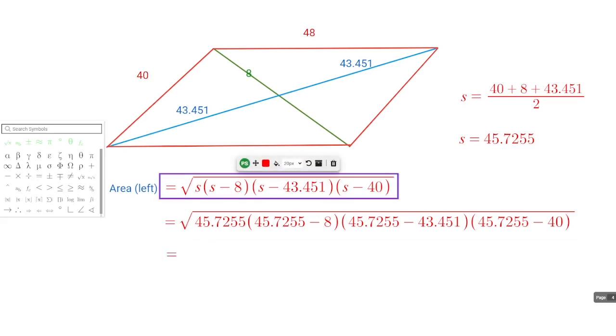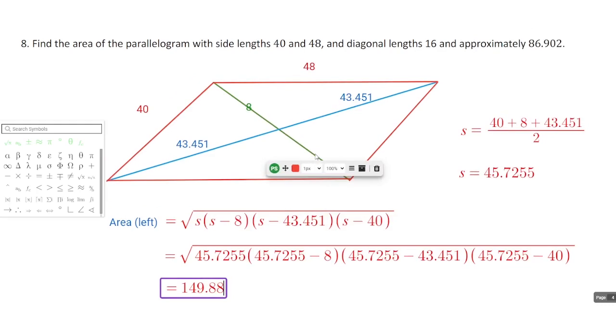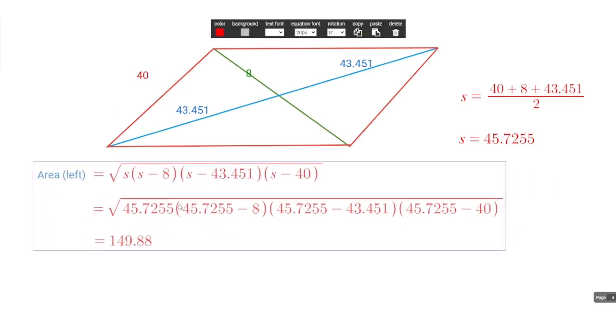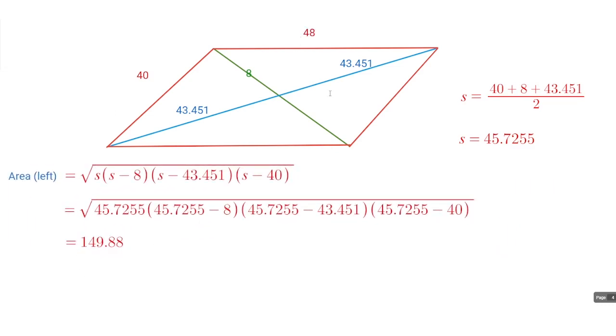So we got about 149.88 square units. I don't think there are any units set, no centimeters or meters, anything like that. So that's the area of this triangle. Now what we need to do is do this again, but for that top triangle. The right triangle will have the same area as the left triangle. So ultimately, I'm going to double this, but I'll wait until the next step to do that.